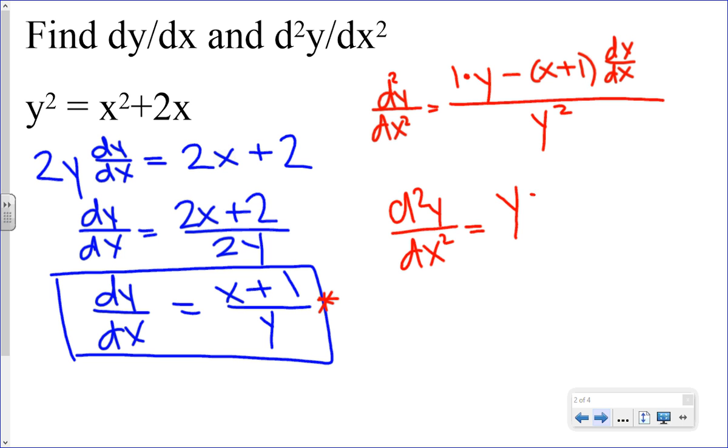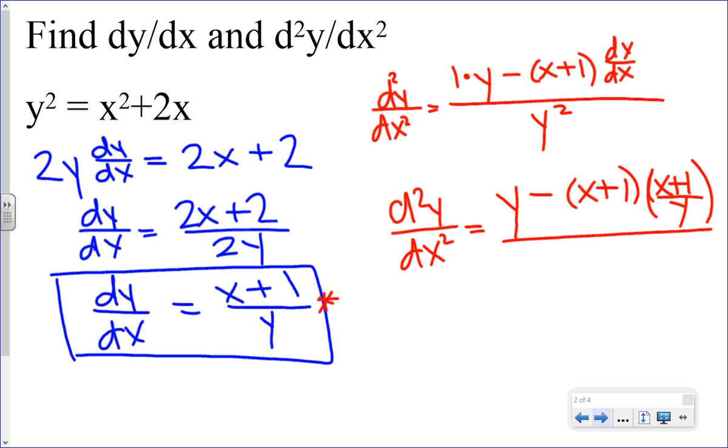So we can write y minus the quantity (x plus 1) times (x plus 1) over y, because we know that is our dy/dx. So we replace it with what we know about dy/dx here, so that everything can be in terms of x and y in our second derivative. Okay, now I'm fine with you leaving it like this. More than likely, you're going to get asked to plug in a coordinate anyway, which means it's probably going to be easier to simplify with numbers than it is with algebraic expressions. So I'm fine with you leaving it like this until you know what you need to do with it.